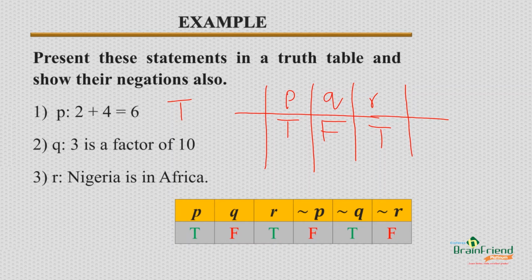To get the negations, all you need to do now is to get the opposite of that initial value. For instance, we first of all say that 2 plus 4 is equal to 6, right? And the value was true. Now, the negation of true is simply what? False. So, 2 plus 4 is not equal to 6 is false. Now you repeat the same thing for the other statements.